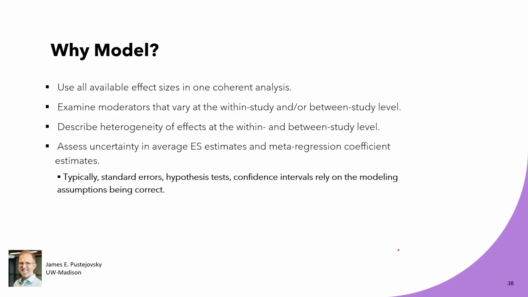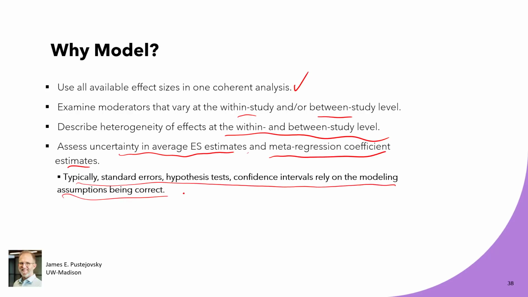So James says, why model? Because you can include everything in one coherent analysis. You can break things out within the study or between the study level, simultaneously, really. You can describe the heterogeneity of effects at those levels. You can assess uncertainty in average effect size estimates and meta-regression coefficient estimates. So it's friendly to meta-regressions, modeling effect sizes. Again, not the topic of this talk, but we'll come to that. And he makes the point as well, these things that you want to get out of the models depend on the modeling assumptions being correct. So, as a statistician, he's going to talk this way: beware of being wrong on your models.